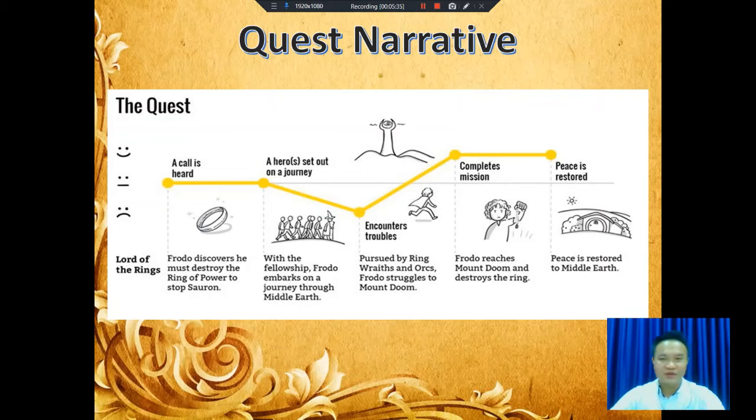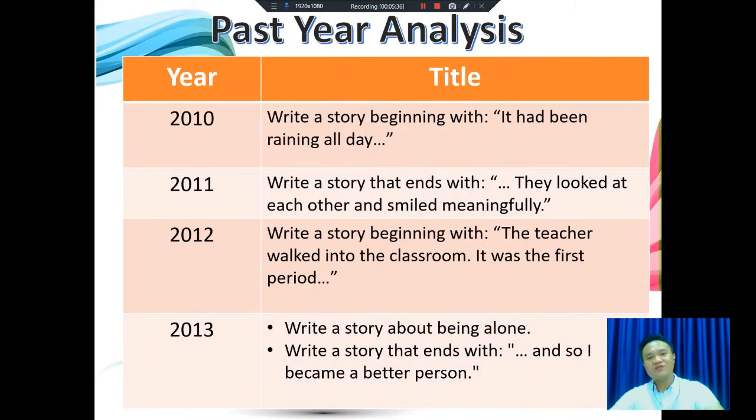Okay, a quest narrative. All right, let's look at the next one, which is the past year analysis. Over the years, especially in SPM paper, there are many questions on narrative writing. So here we can see the past 10 years. We will analyze the questions from the past 10 years.